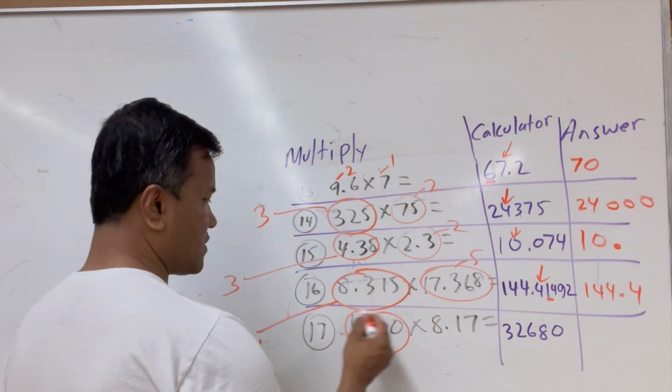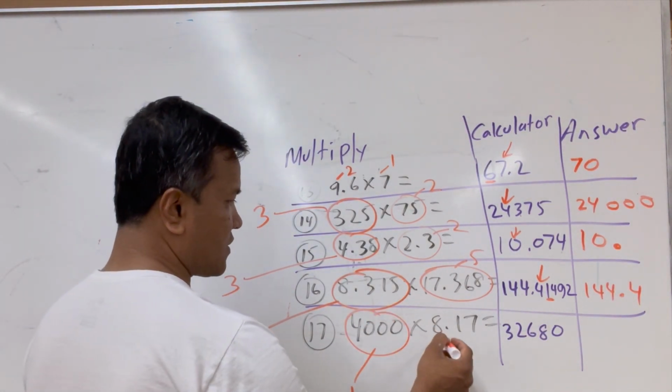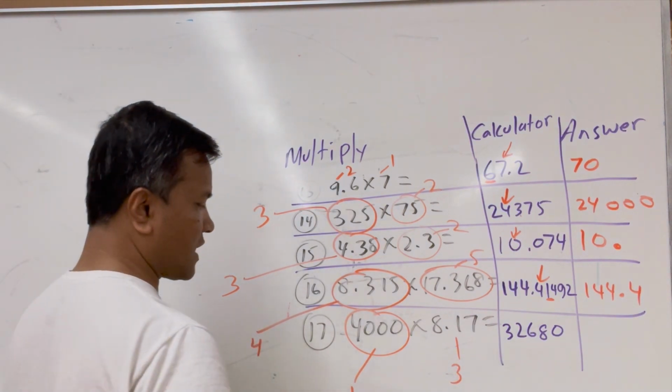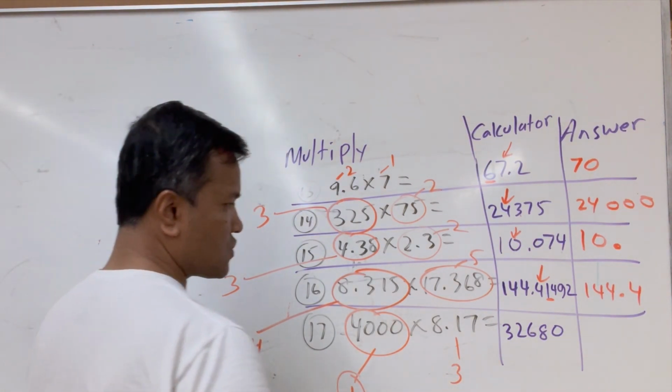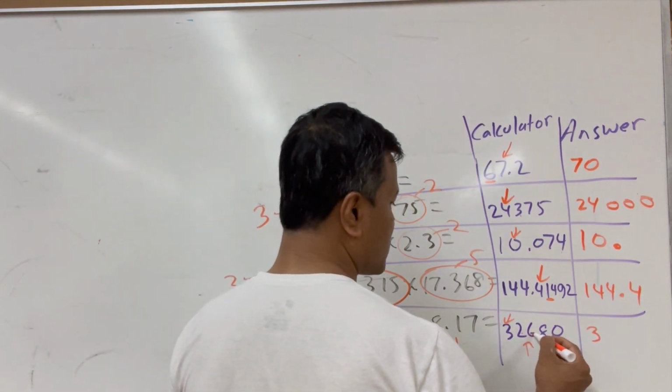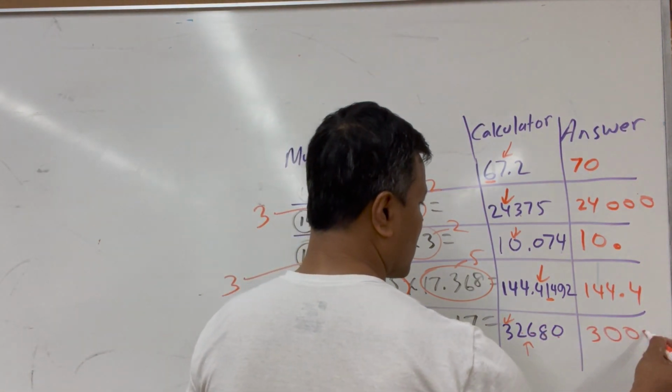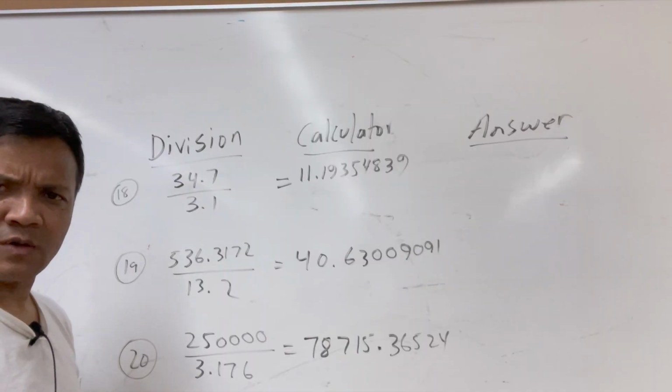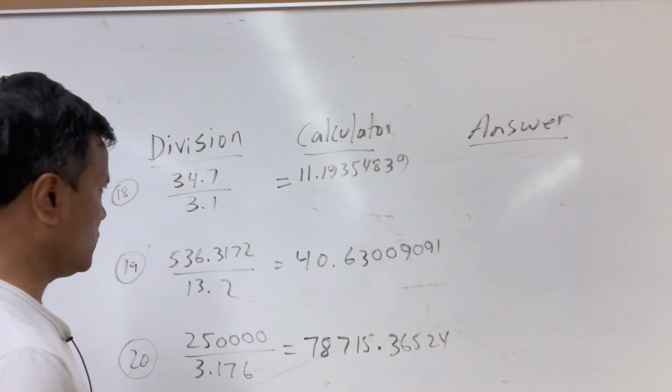So there is only 1 sig fig here, and there are 3 sig fig here. My final answer cannot have more than 1 sig fig, so then my target is 3, and this is less than 5, so 3, 1, 2, 3, 4. All right, that's it. Division rules would be the same like multiplication rules.